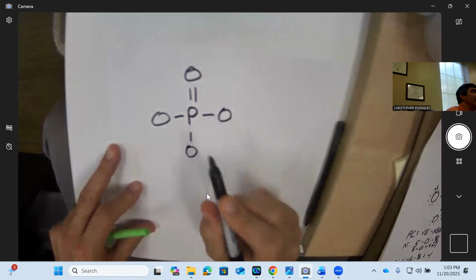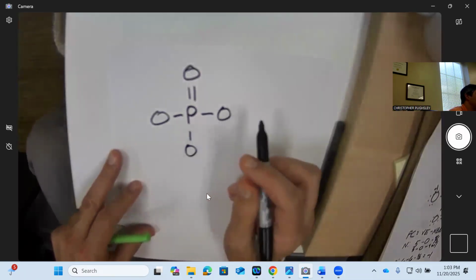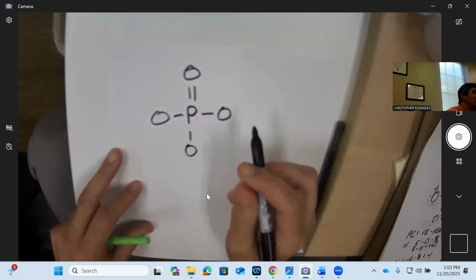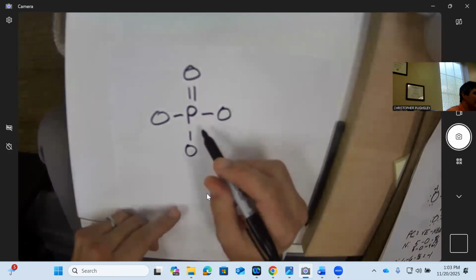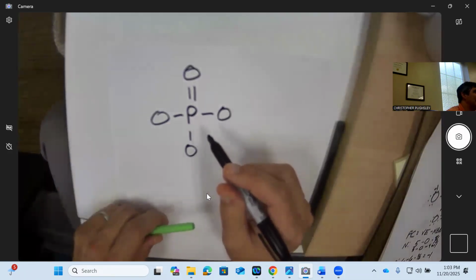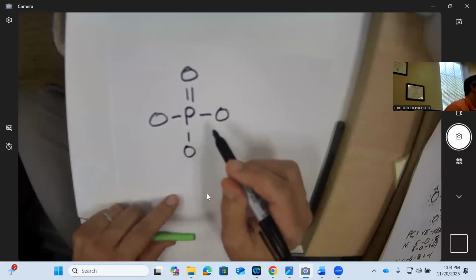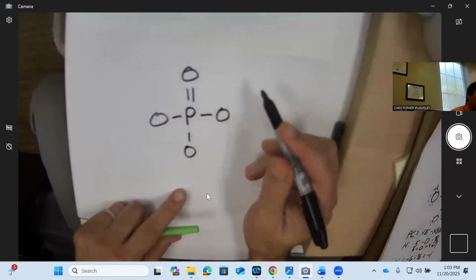And this is the phosphate that's in ATP, adenosine triphosphate. There's 3 of them in ATP. This is the phosphate that's in DNA, making up nucleotides in DNA. So this is the same phosphate type of thing. So this is again the structure of phosphate.